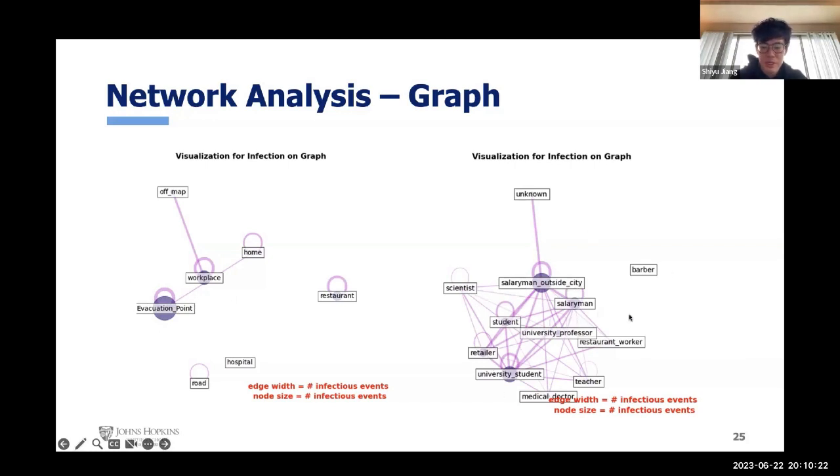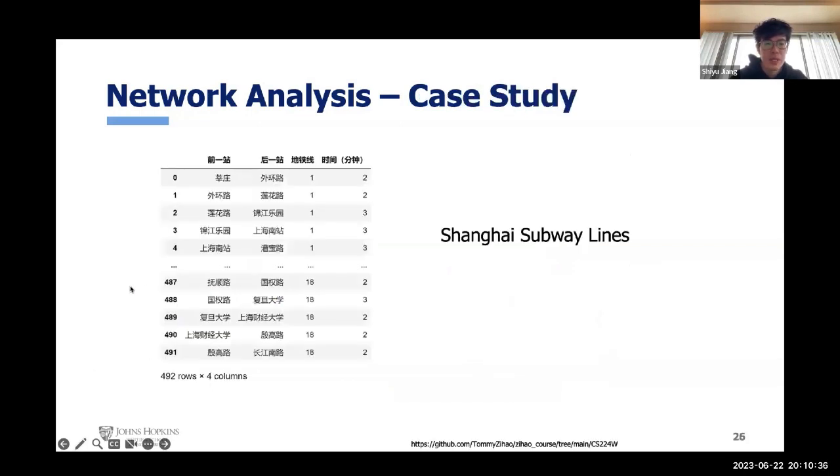So I think at least it can provide us some intuitions about which profession is at high risk from the disease, as well as which places are high risk. And then there are some case studies. Because I am still working on the graph analysis, I will just give you some case studies about that.